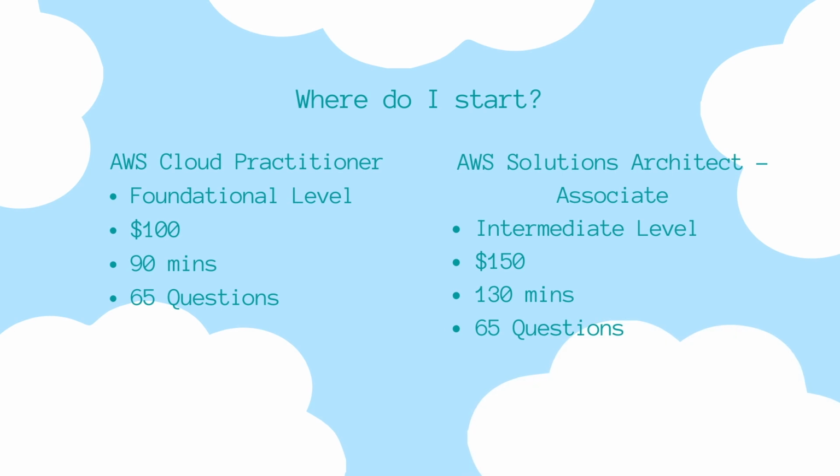You may be wondering, where do I even start? First, you need to decide, do you want to take the Cloud Practitioner or go straight into the Solutions Architect Associate? Or take both. The AWS Cloud Practitioner is foundational. It's $100, 90 minutes, and 65 questions. The Solutions Architect Associate is the more intermediate level. It's $150, 130 minutes, and 65 questions. When it comes to taking either test, make sure that you aren't studying the material to just memorize it. You have to actually know the material to pass the test successfully.